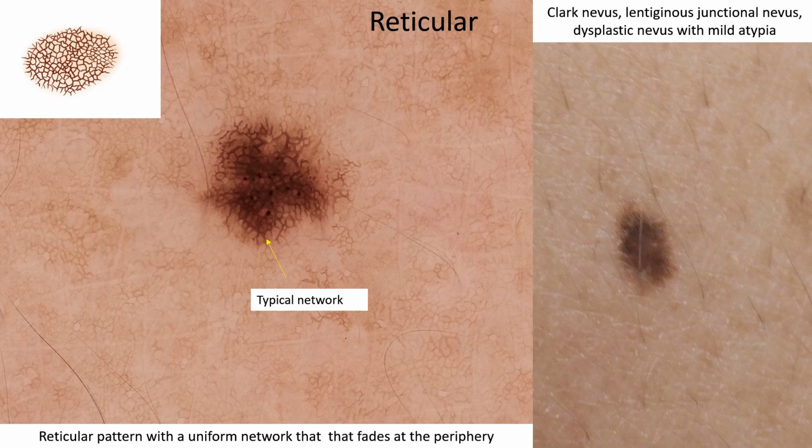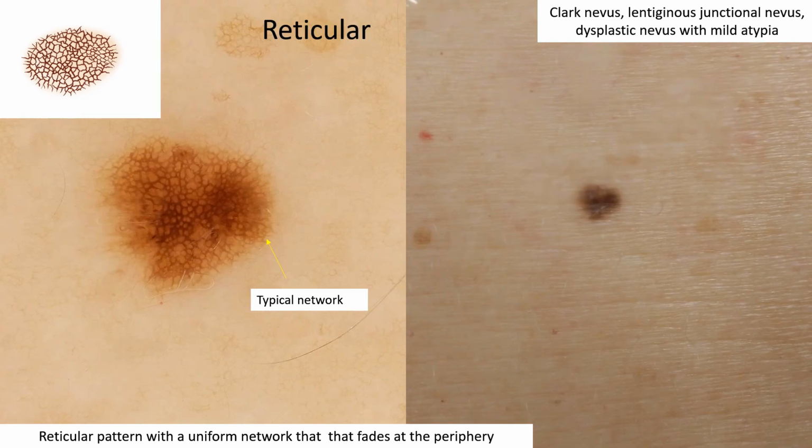The reticular pattern. This is a typical network. This is a reticular pattern with a uniform network that fades at the periphery. And it's characteristic of either a Clark nevus, lentiginous junctional nevus, or a dysplastic nevus with mild atypia. Another example of a reticular pattern, and you can see how this network fades into the periphery.